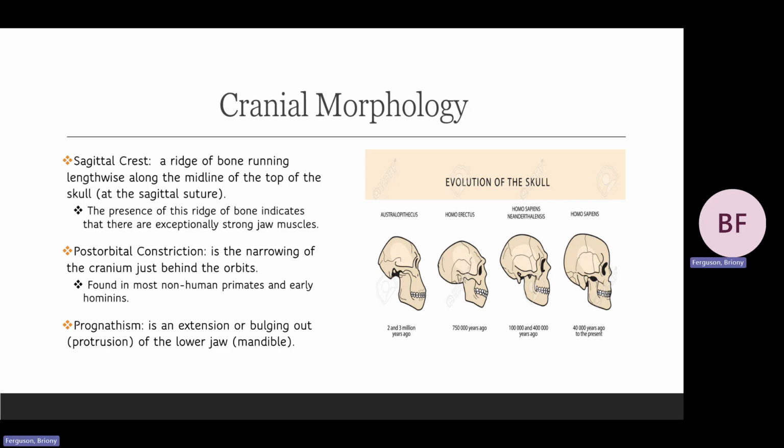We also see changes in cranial morphology as our ancestors became more bipedal. So here on the left-hand side, you can actually see the Australopithecus skull. On the right-hand side, we have the Homo sapien. There are some pretty obvious differences. In between, we have Homo erectus, which is the first Homo species, as well as Homo neanderthalensis.